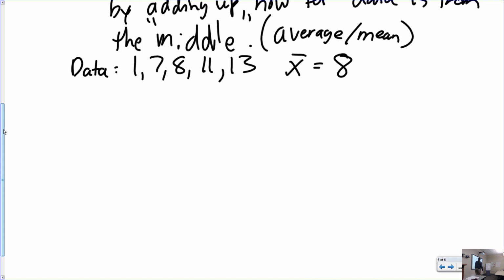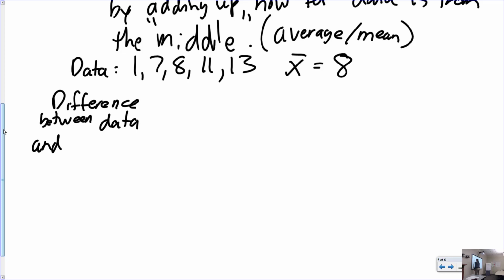All right. So now, what's the difference between the data and the mean? Difference between data and mean. In other words, how far is it from 1 to 8?